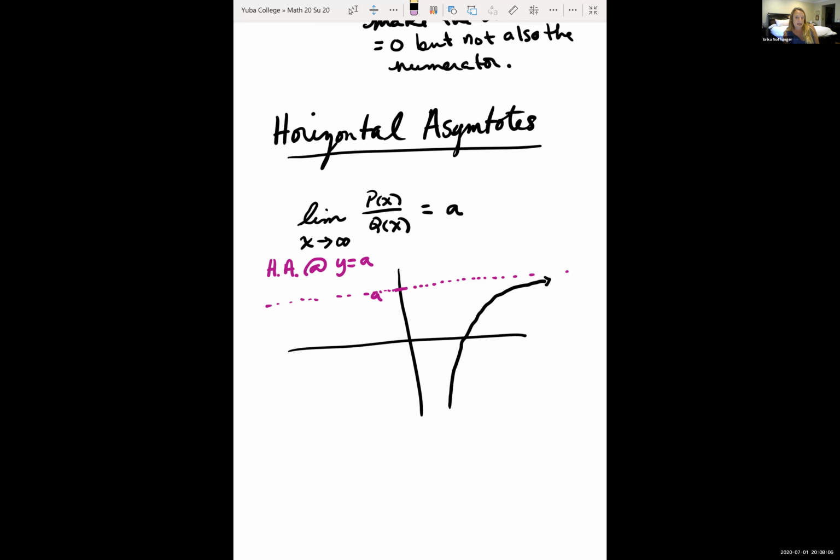When we were talking about vertical asymptotes, I told you your graph could never cross a vertical asymptote because that's where your function was undefined. Horizontal asymptotes are different. It's possible that the graph crosses that horizontal asymptote, but if it does, it's going to start hugging that line on the other side of it. So it's possible that this came up here and started hugging it on the other side of the horizontal asymptote.